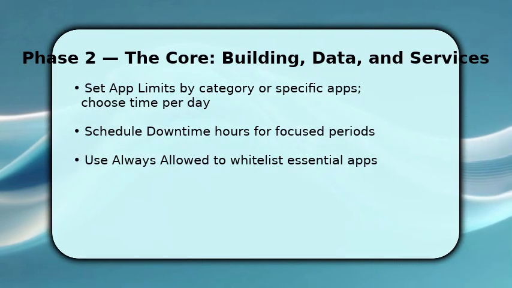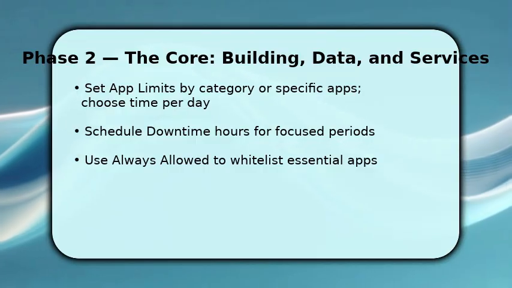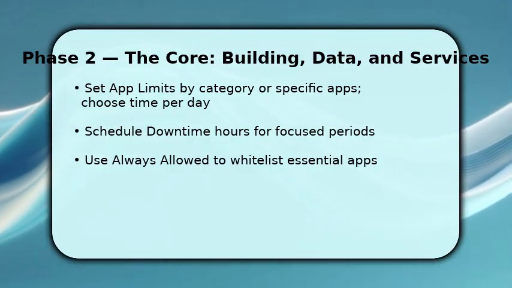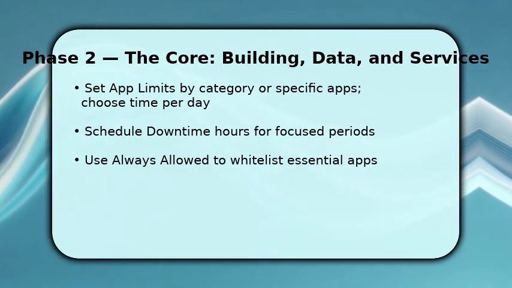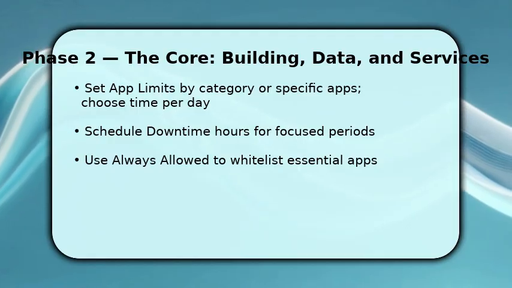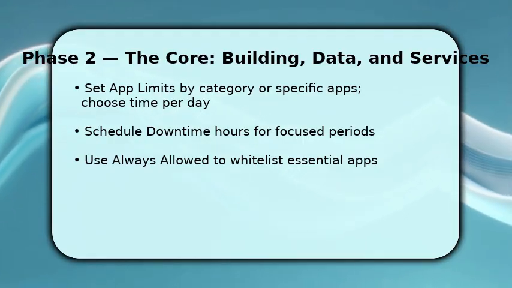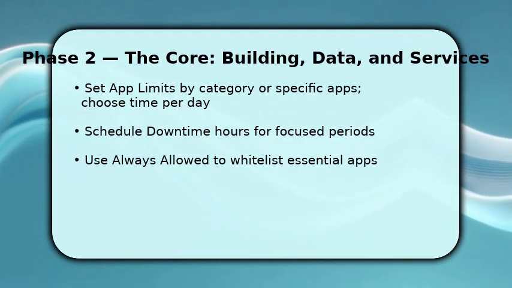Once your passcode is set, go to App Limits to add categories or individual apps and choose Daily Time Allowances. This curbs usage automatically. Then schedule downtime to block non-essential apps during chosen hours, such as bedtime. Configure start and end times.